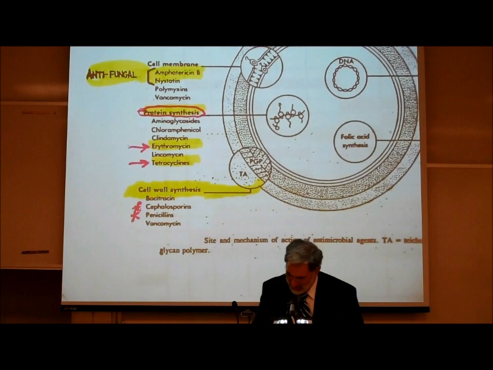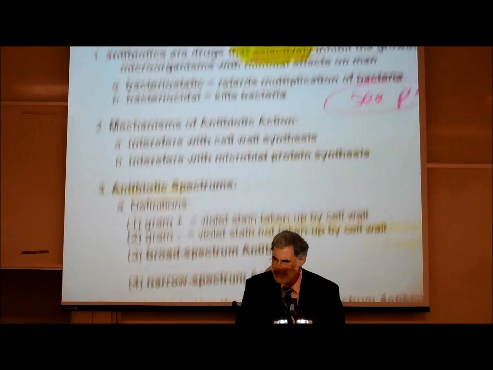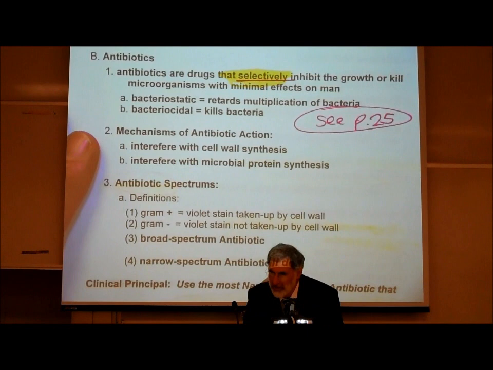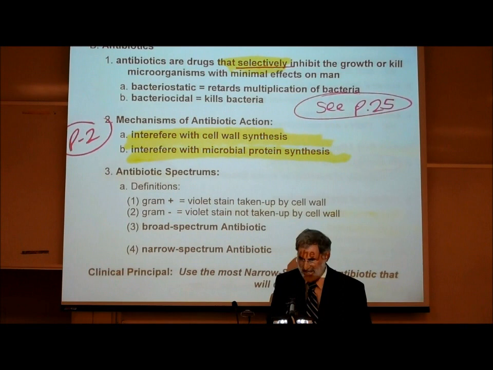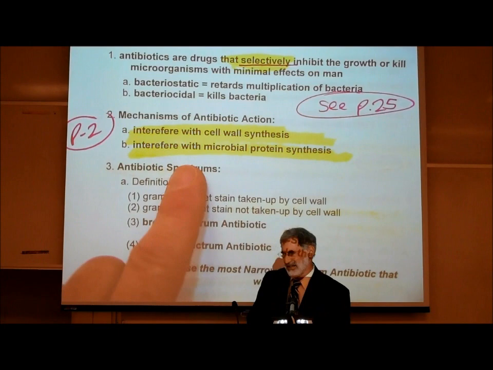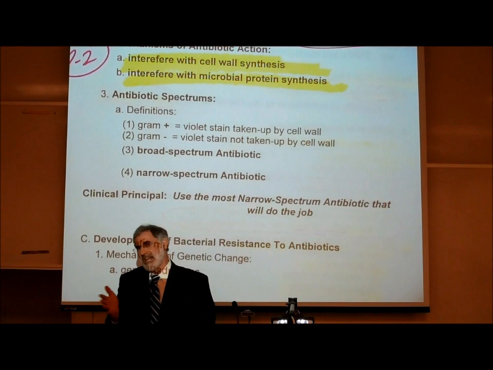Back on page P2, actually, let me just, okay, we'll go back to P2. So back on page P2. We've mentioned some of the mechanisms of action. We've specifically mentioned that penicillins and cephalosporins interfere with cell wall synthesis of bacteria, and erythromycin and tetracycline interfere with microbial protein synthesis.